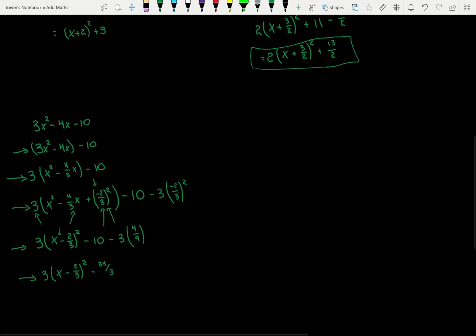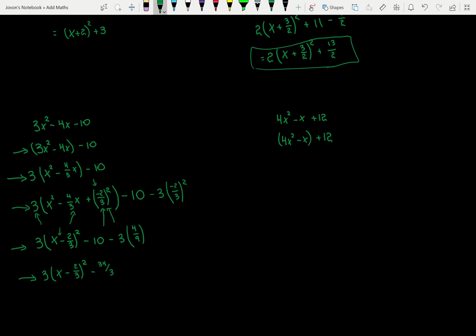Next example, let's do 4x squared minus x plus 12. This is basically all the steps you have to do, but once you get a hang of it, you can skip some of these steps once you understand what you're doing. So again, 4x squared minus x, put that in brackets, plus 12.